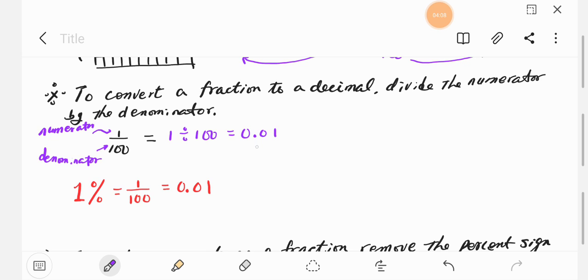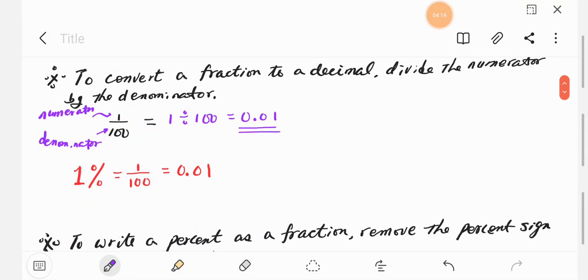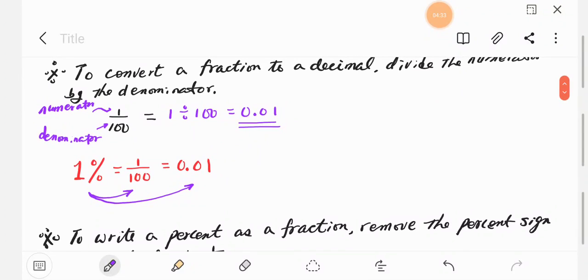Then you get the decimal. Simple, right? So keep in mind that 1% is equivalent to 1 over 100, or it is equal to 0.01. Converting a fraction to a decimal is simple, just divide.